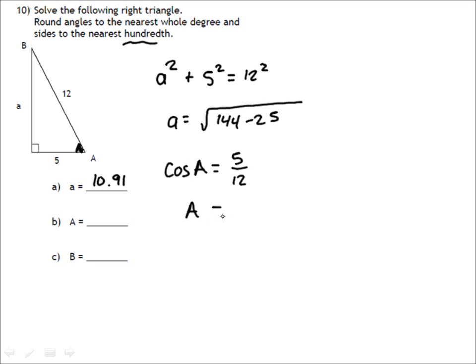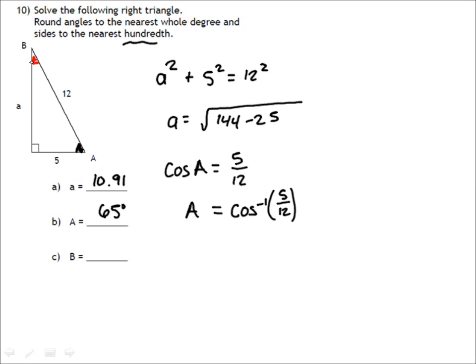That's the left-hand side. On the right-hand side, I need to apply the inverse cosine function also to keep the equation balanced. So it's the inverse cosine of 5/12. And when you evaluate that on your calculator and round it to the nearest whole degree, you should get 65 degrees. Let's finally do the same thing for B.